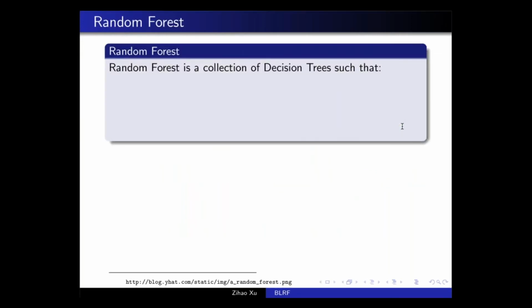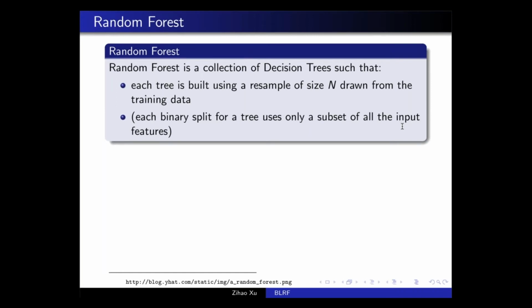More theoretically, random forest is a collection of decision trees that satisfies 2 conditions. First is that each tree is built using a resample of size n drawn from the training data. That is a direct parallel to what we just saw in the previous slide about the bootstrapping method. And the second criterion is that each binary split for a tree uses only a subset of all of the input features.